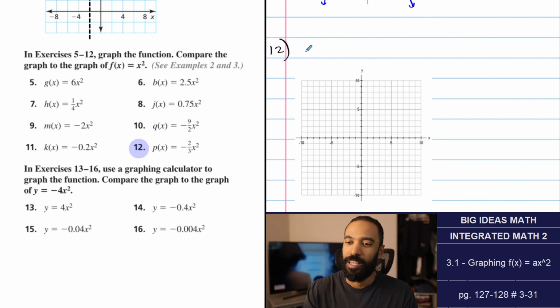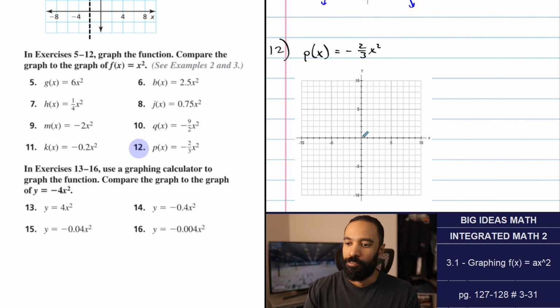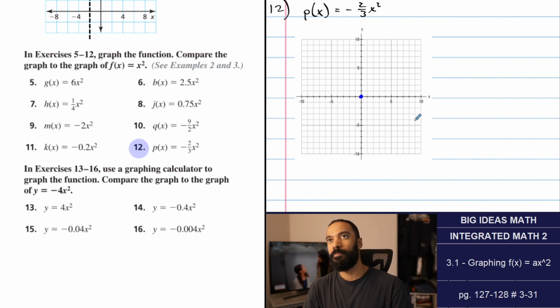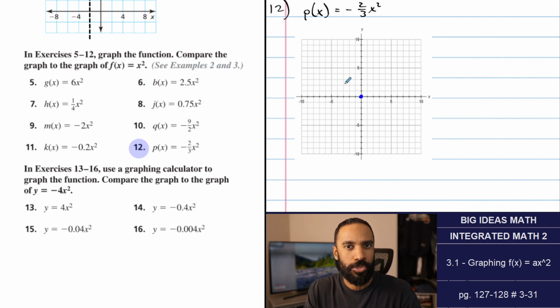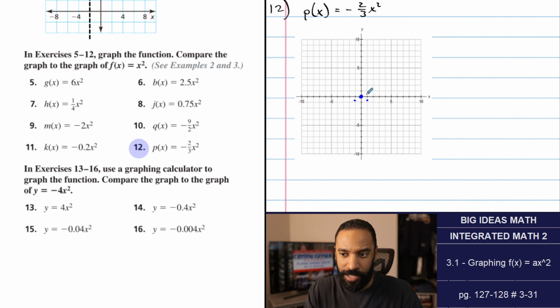Number 12. P of x equals -2/3 x squared. Okay. Vertex at the origin. We're going downward, and we're going to go 2/3 of 1, 2/3 of 4. This time, outside of 1, I'm only going to go 2/3 of clean numbers. So 2/3 of 1 is 2/3. Same thing on the other side. 2/3 of 4 is not clean. 2/3 of 9 is clean. 2/3 of 9 is 6. So instead of going over 2 and down 9, let's go over 3 and down 6. That's 2/3 of 9.